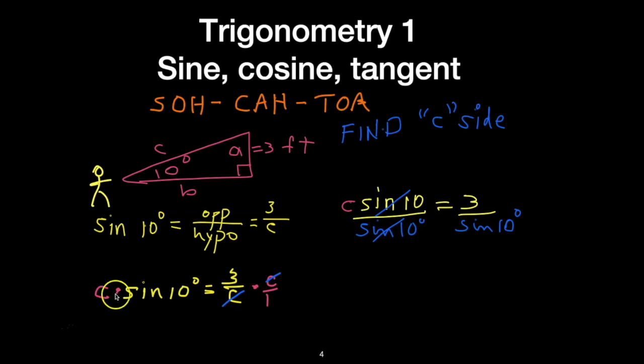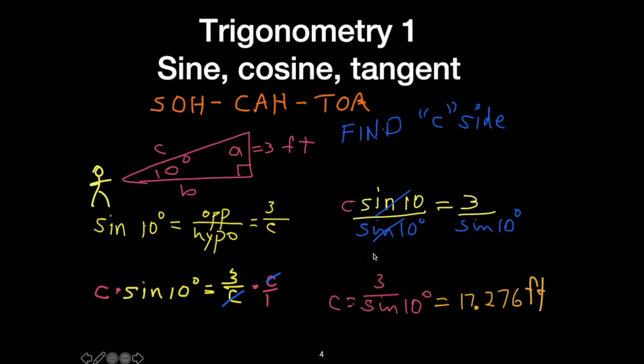Now we have one more step. We have C over here with sine of 10, but we have to solve for C. So we divide by the sine of 10. And by the way, we don't divide by 10. We divide by the sine of 10 on both sides of the equal sign. And of course, these cancel.